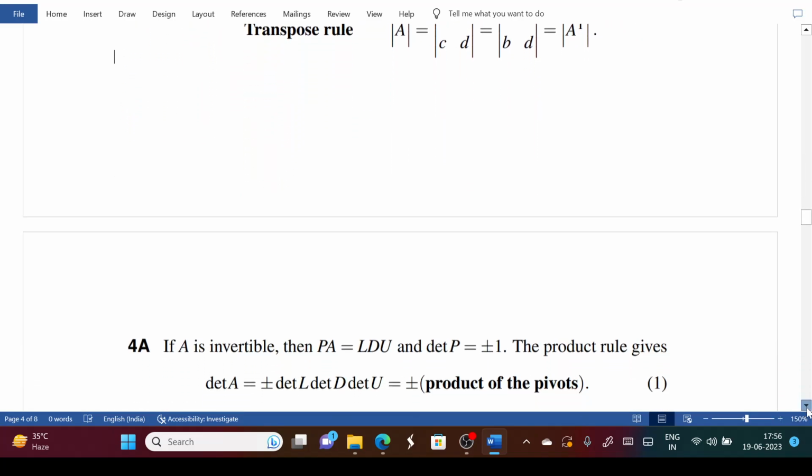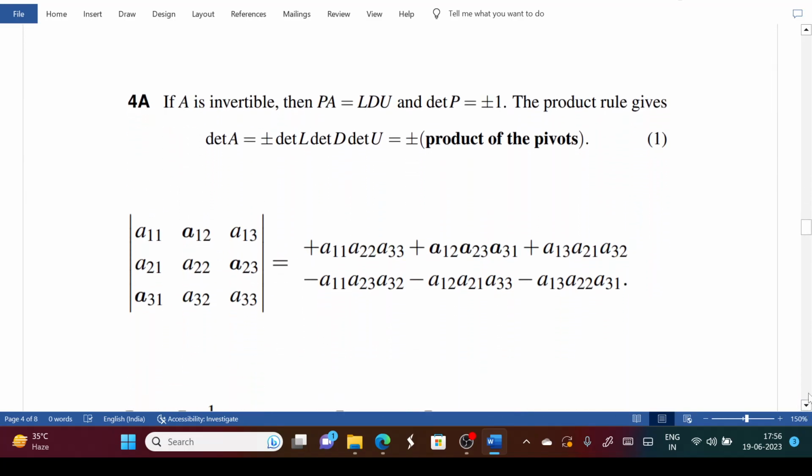Next question is permutation matrix. Here, if A is invertible, then the permutation of A can be written as LDU, where L is the lower triangular matrix, D is the diagonal matrix, and U is an upper triangular matrix. Here this D gives us the product of the pivots.